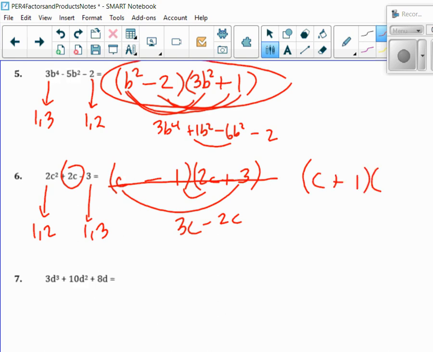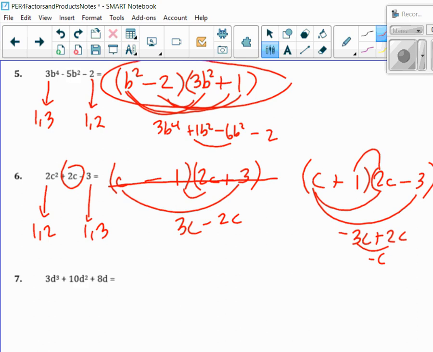+1 and then 2C minus 3. Okay, watch. C times 2C is 2C squared, so that's good. Outer gives me -3C. Inner gives me +2C. Does that give you the +2C you need? No. What does it give you? It gives you -C. Yeah, it's C plus 3, then C or 2C minus 1. Like, you got to flip it the other way. Okay. C plus 3. And then 2C minus 1.